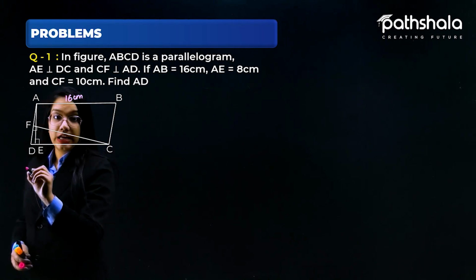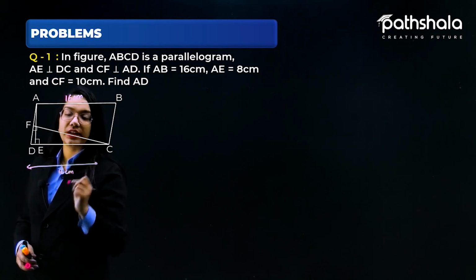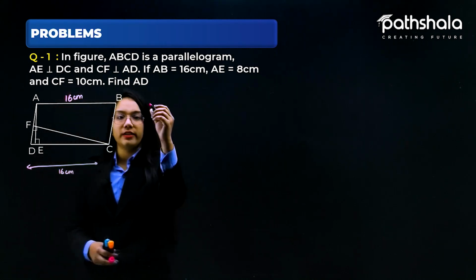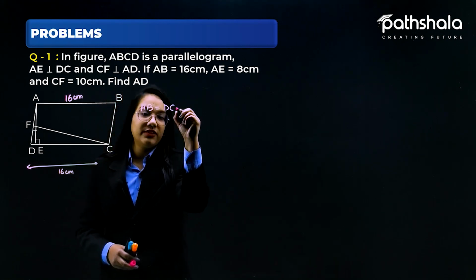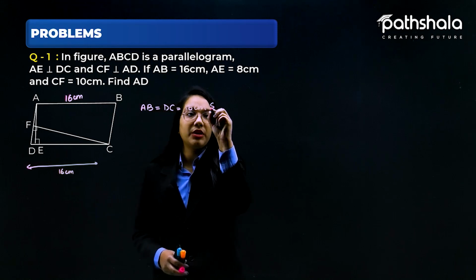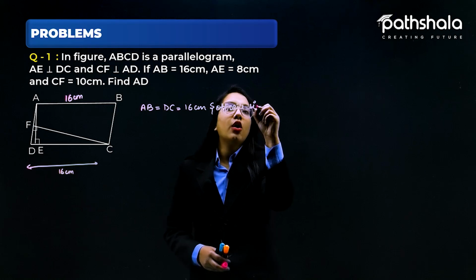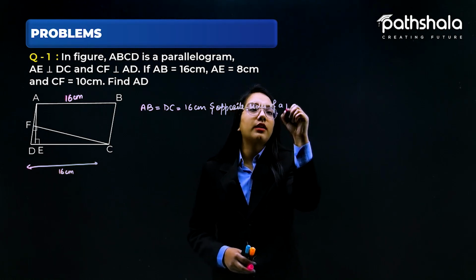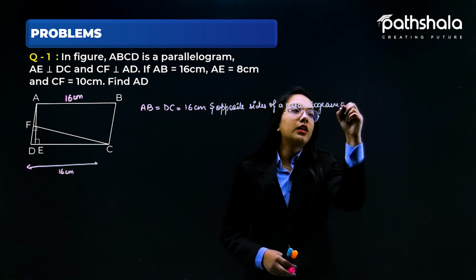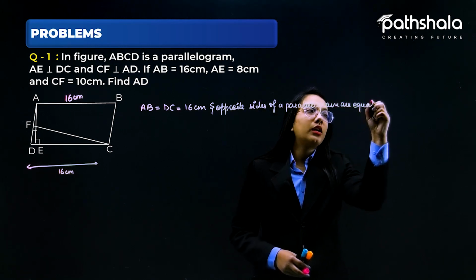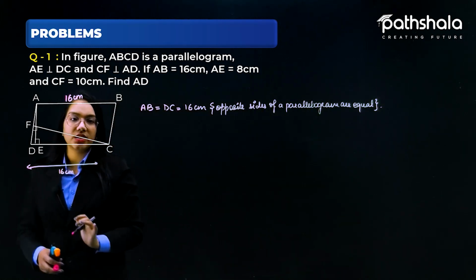So if this is 16, then definitely DC is also 16. Why? Because we know that the opposite sides of a parallelogram are equal. So let us write it over here that AB is equal to DC, which is equal to 16 centimeters, because we know that the opposite sides of a parallelogram are equal. So hence, if this is 16, then this is also 16 centimeters.